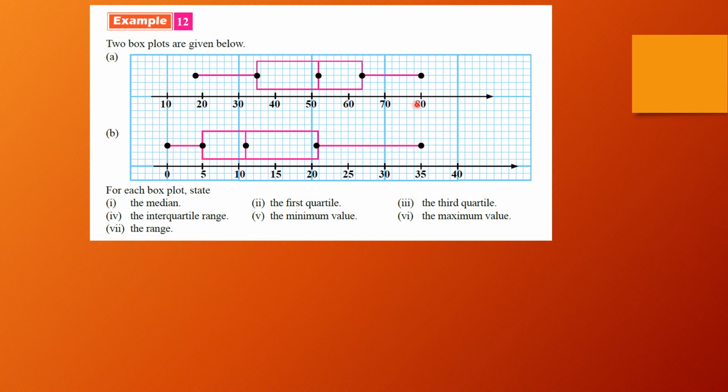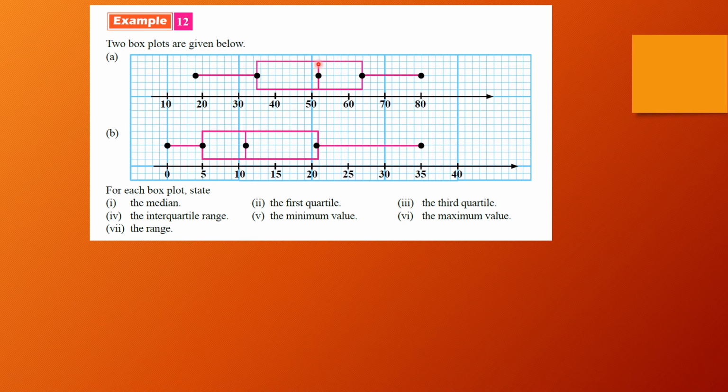Okay, next we look at example 12, page 227. 2 box plots are given below. For each box plot, state the median, the first quartile, the third quartile, the interquartile range, the minimum value, the maximum value, and the range. So we look at part A, median. When you see the box plot, you must know where the median is. The median is this one.